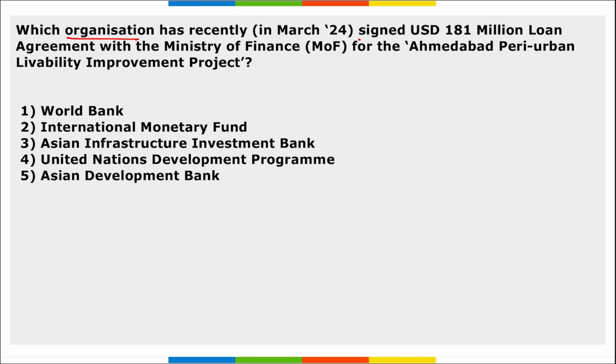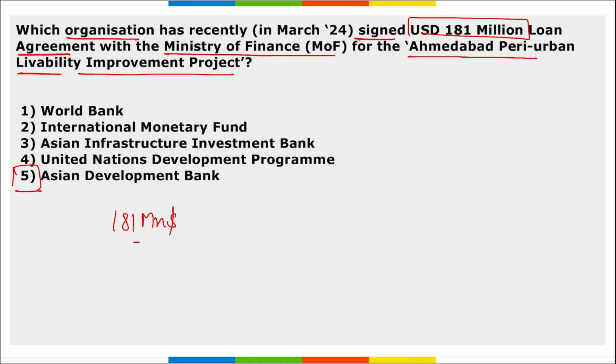Next is which organization has recently signed a $181 million loan agreement with the Ministry of Finance for the Ahmedabad Peri-Urban Livability Improvement Project. It is Asian Development Bank, right? Ministry of Finance and Asian Development Bank signed a loan worth $181 million, and it is for the Ahmedabad Peri-Urban Livability Improvement Project. The amount will be utilized to build quality infrastructure and services towards improving the urban livability and mobility in the peri-urban areas of Ahmedabad city in Gujarat. And the total financing for this project will be close to $316.9 million.